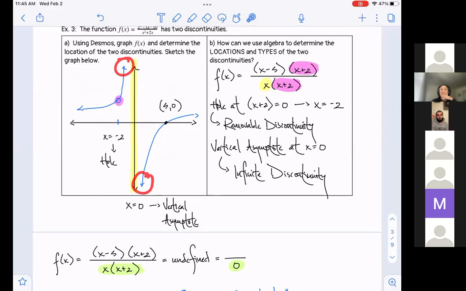It would cross the x-axis? It would, and I would say it might even look something like this, right? Like if we wanted to connect them. Yeah. Okay.